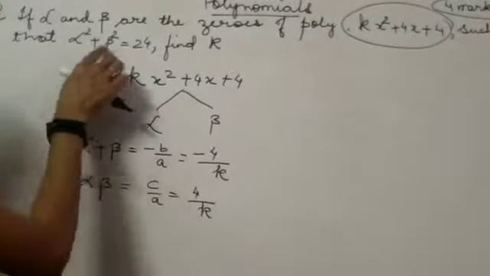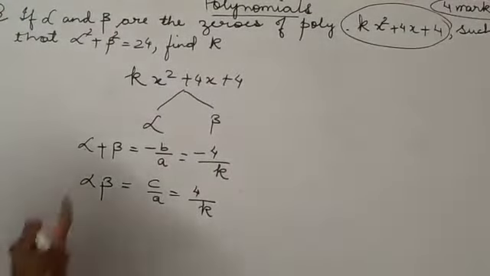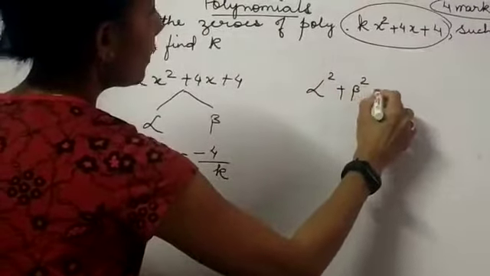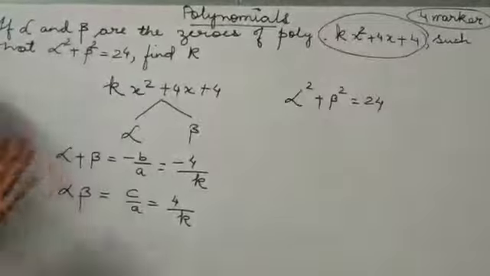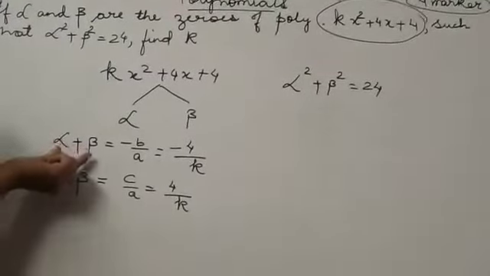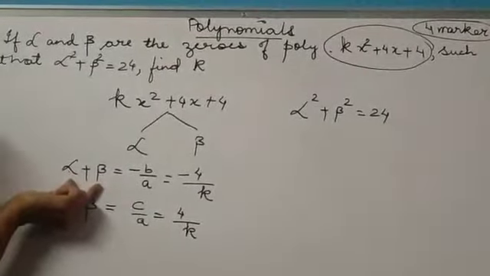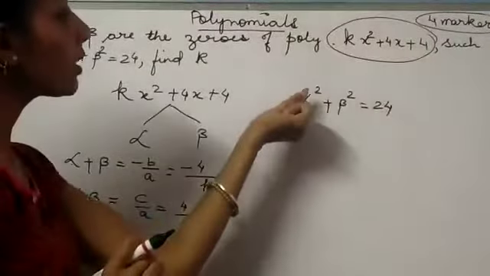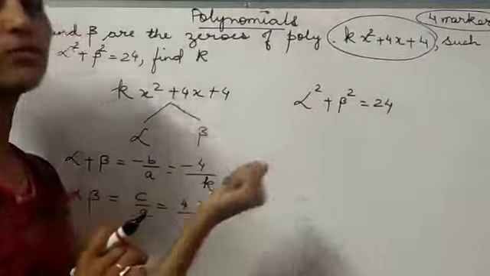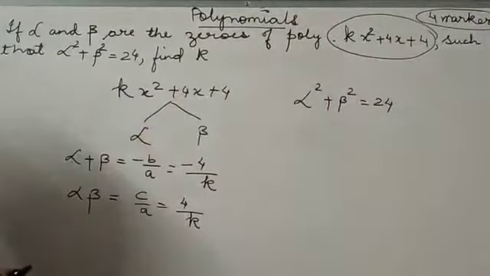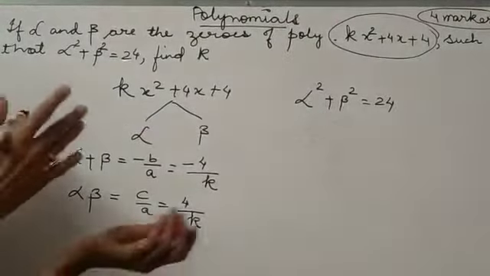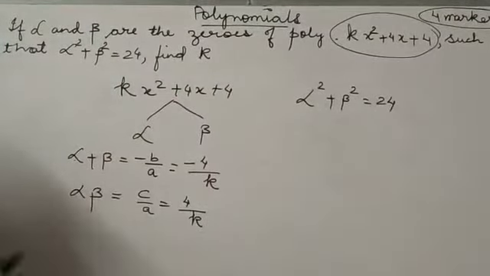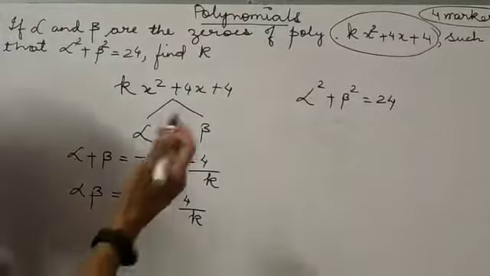Now in the question it is given alpha square plus beta square equals 24. Till now we have read that we can always substitute the value of the sum of the roots and the product of the roots. But here this is the sum of squares of the roots. So directly we cannot put the value of alpha plus beta here. So we have to reduce this alpha square plus beta square into the sum form. How can we change it?